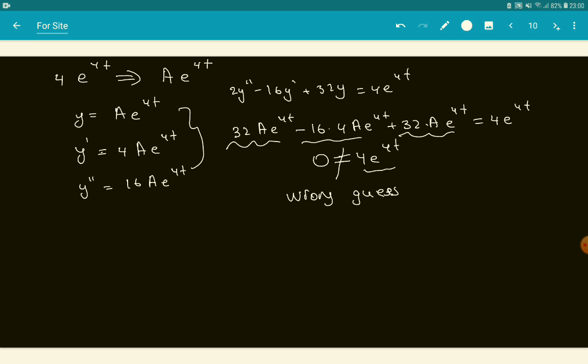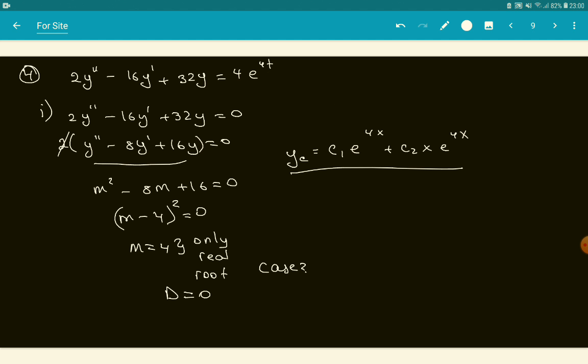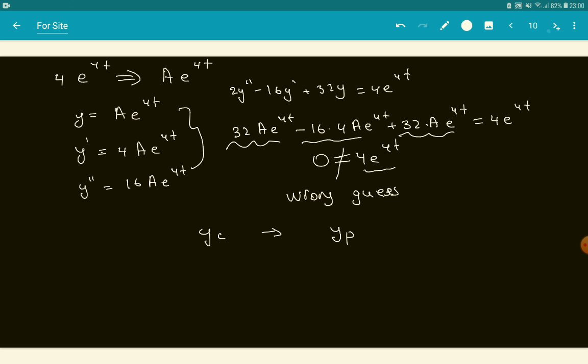When this happens, it normally happens when your yc is also in the form of yp. So I will just show you what we got for yc. In yc, on the last part here, we got yc is equal to c1 e to the 4t plus c2 x e to the 4t, right? And we've made our guess like a e to the 4t. So this one and this one are in the same form, so we cannot get our answer from here. It shouldn't be in the same form.